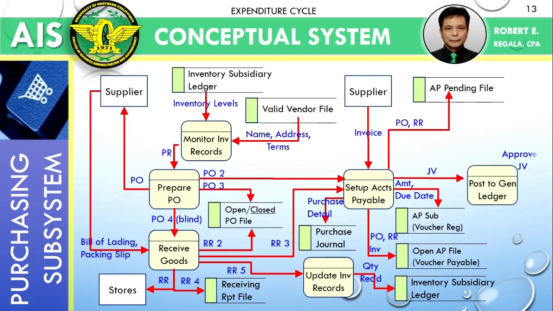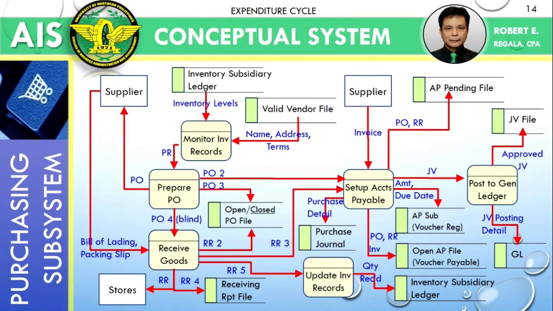Post to General Ledger. This task is common to all processes we'll discuss. It is always the last task that is performed after reconciliation of documents by those in charge of updating the General Ledger to ensure accuracy before recording.